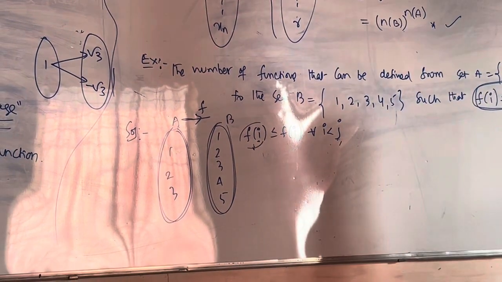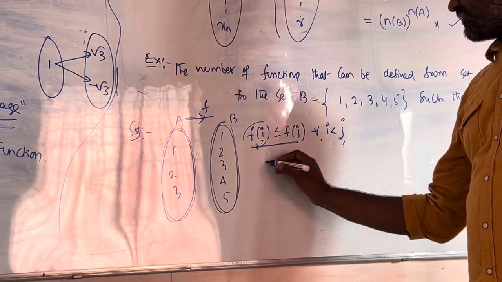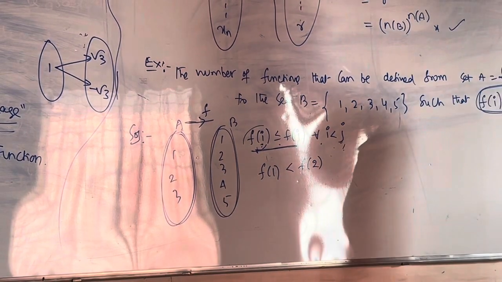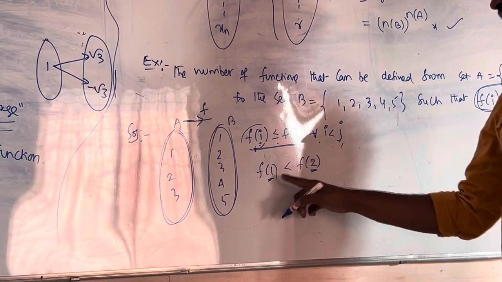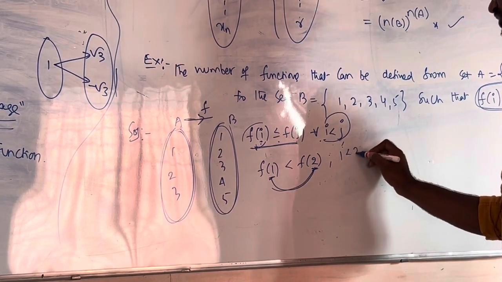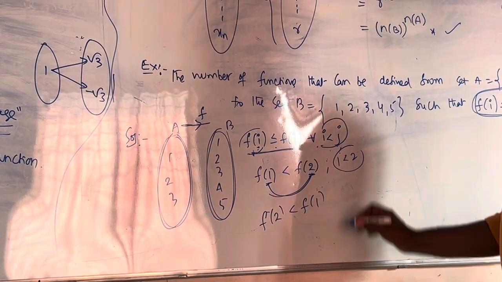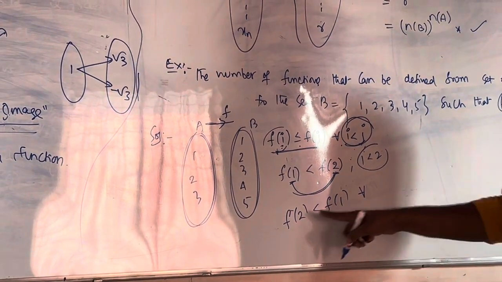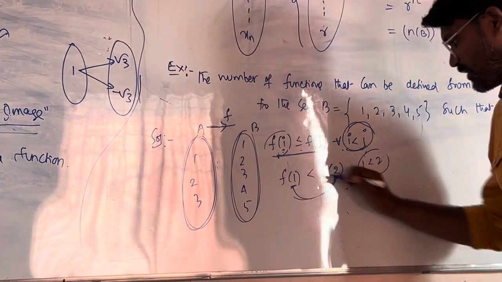Now observe carefully. When I say f(i) less than or equal to f(j) for all i less than j, if I write something like f(1) less than f(2), yes, this is correct. Because if this is i, this is j, definitely these two must satisfy this relation, because 1 is less than 2. But if I take f(2) less than f(1), according to this condition, this one must be less than this one. But in this case, i is greater than j, so we can't take this. I hope this is clear.